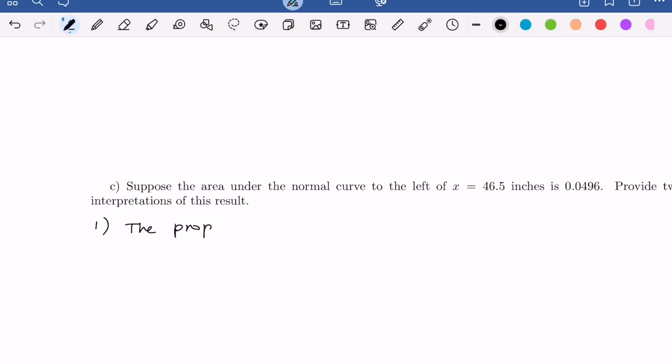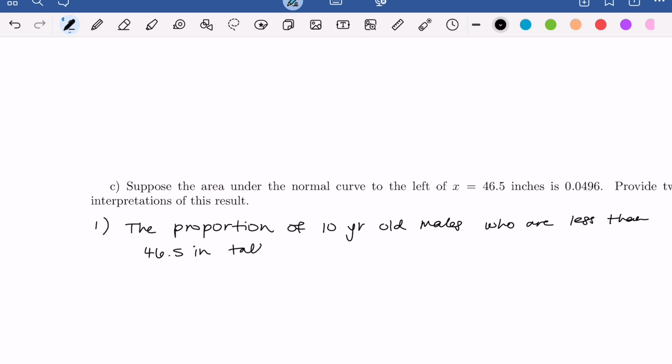So the proportion of 10-year-old males who are less than 46.5 inches tall is 4.96%. We just get a percentage by multiplying this by 100.